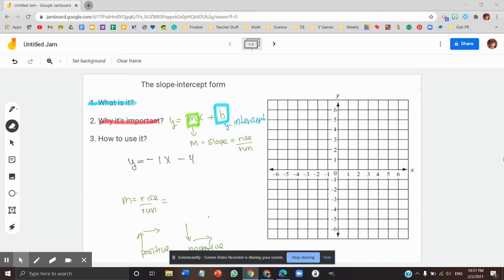Now, from this information that I have here, I know that my slope is going to be negative and my y-intercept is negative. So again, I'm always going to start with my y-intercept because it is the easiest one to see from my graph. And I have that it's going to be -4. In my y-axis, I'm just going to look for the -4. And right there is going to be my first point.